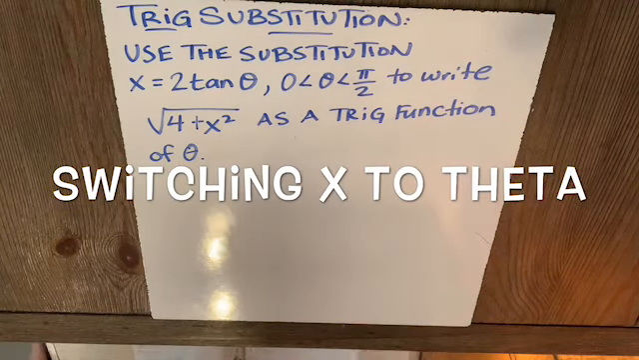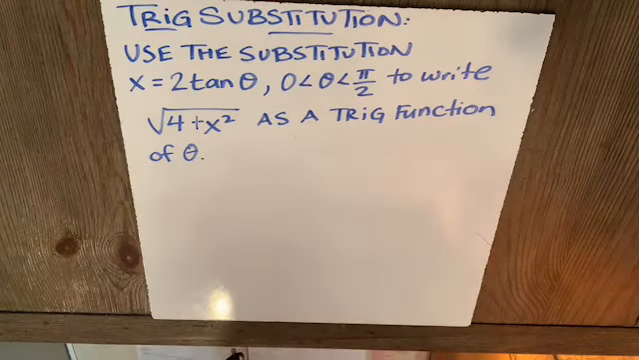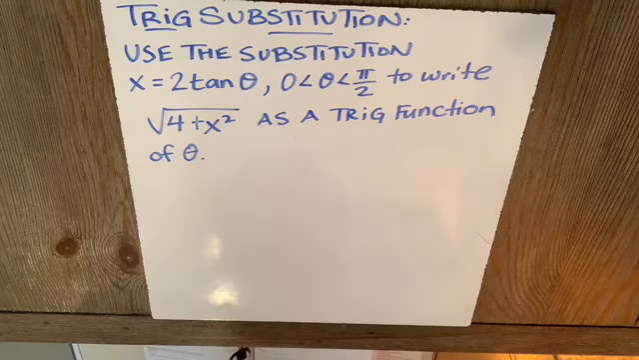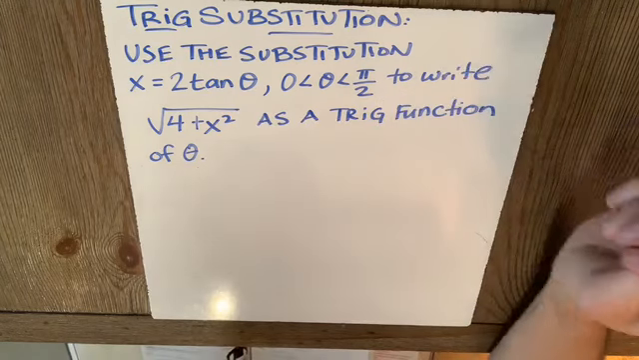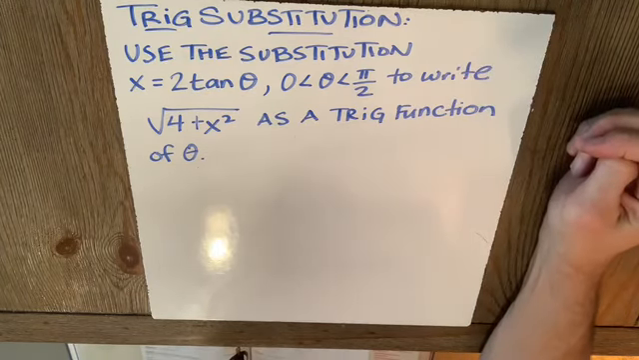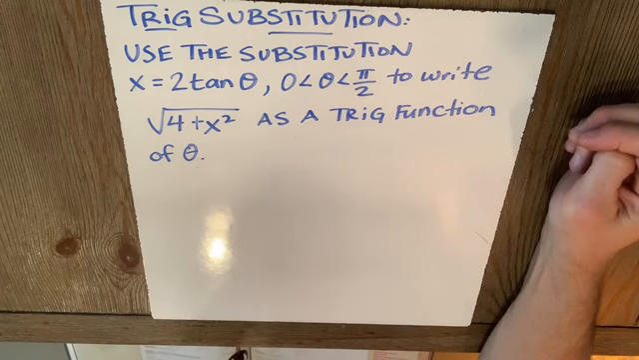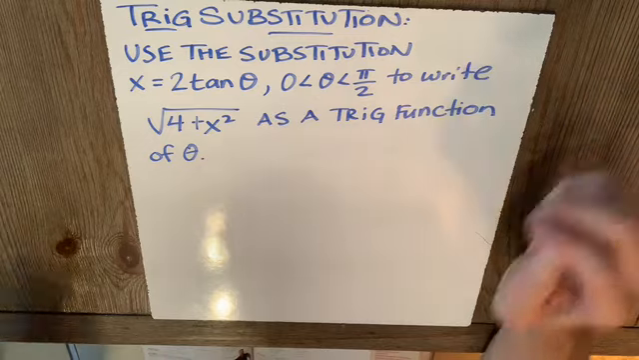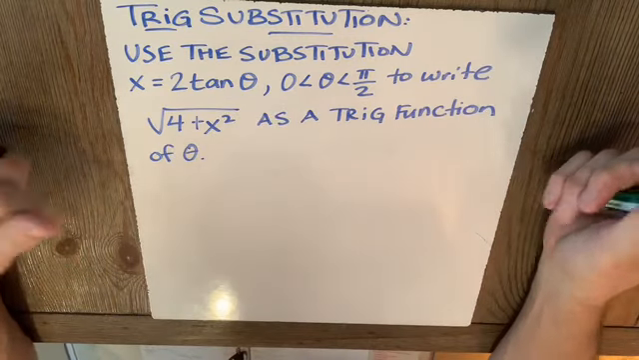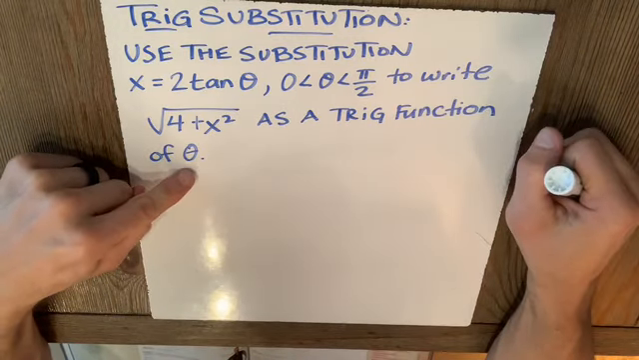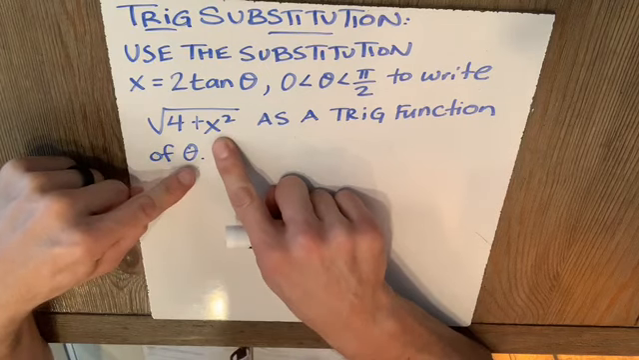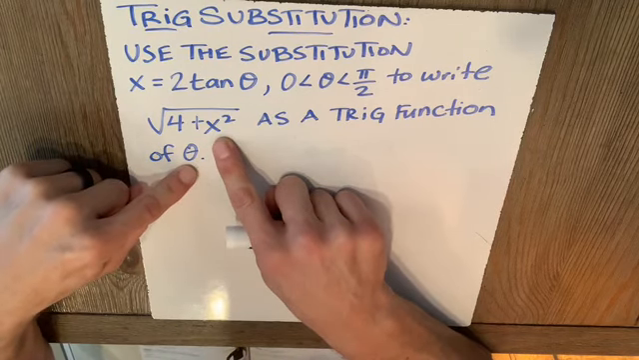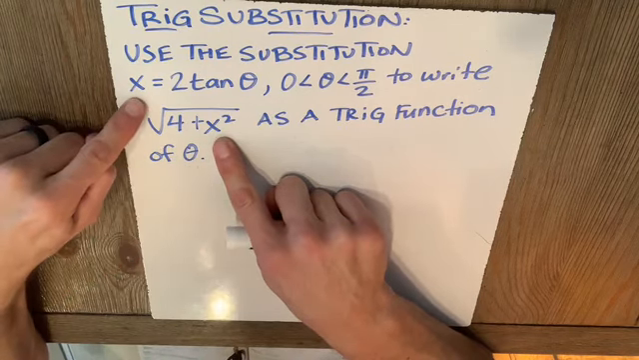Trig substitution. Use the substitution x is equal to 2 tangent theta, where theta is in the first quadrant between 0 and pi over 2 radians, to write the square root of 4 plus x squared as a trig function of theta. So this can be a little confusing perhaps, but we want to get away from x and into a function with theta, and here is our bridge.